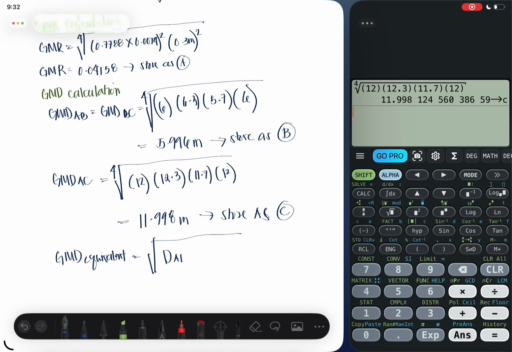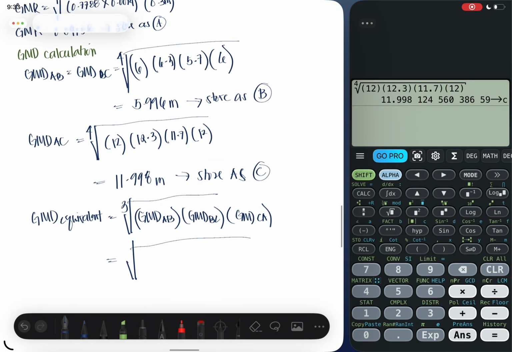Having calculated the individual GMDs between each specific pair of phases, you simply multiply those three values together and take the cube root of the product.